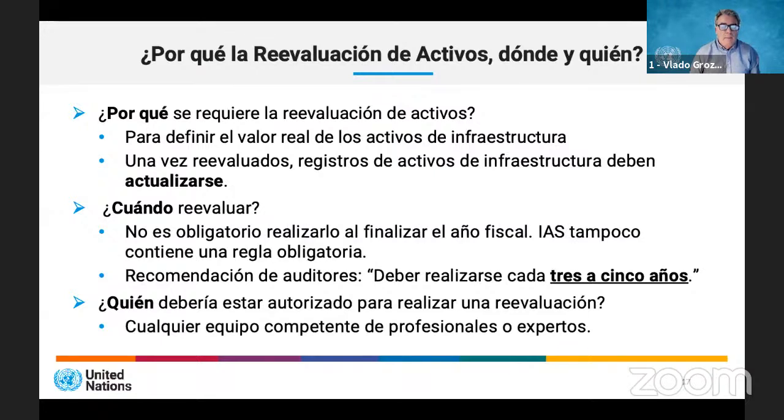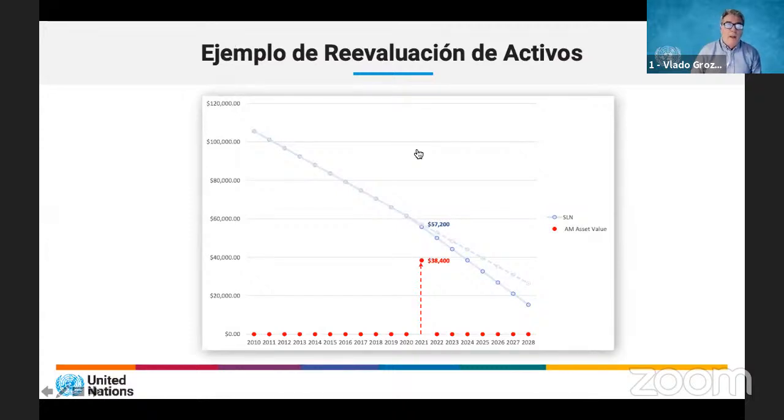Now, let's see an example. What can happen if we don't do re-evaluation for a period of, let's say, 10 years? In this graph, on the next slide, please. Sorry. Thank you. On the next slide, you can see the example. What will happen if we don't evaluate or reevaluate the asset for a long period of 10 years?